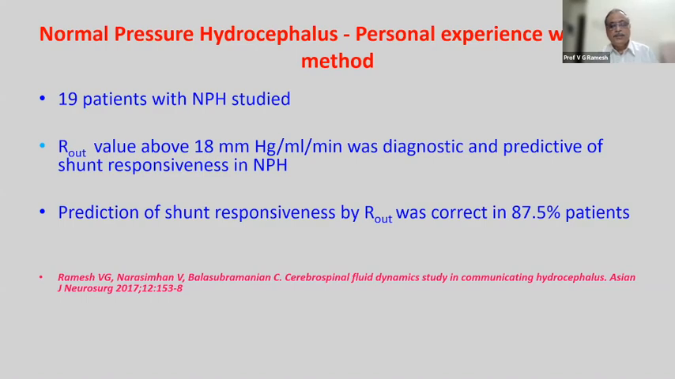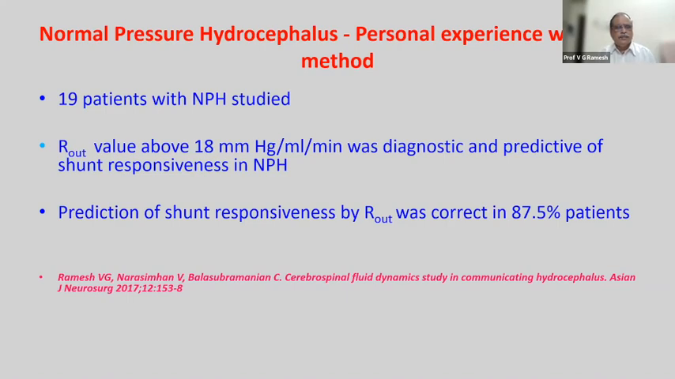And the prediction of shunt responsiveness by ROT was nearly 90% correct. Why we have chosen 18 millimeters is, it is by the Holland study by Boon et al., who have concluded that 18 is the value above which there is more than 90% accuracy in predicting shunt responsiveness. So hence we took that same value of 18 millimeters of mercury as a cutoff.